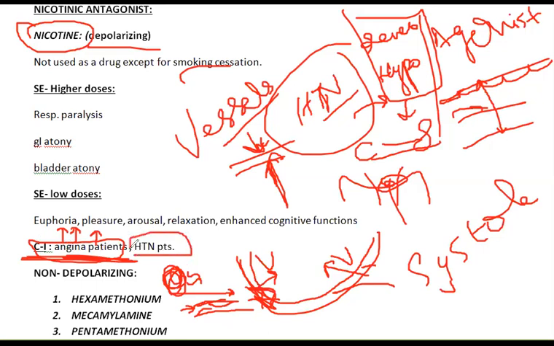Then hypertensive patients. In the long term, it causes severe hypotension, and severe hypotension is also harmful. If we give this drug to patients who are hypertensive, at first it will cause excessive hypertension that can cause problems like stroke. So you are not allowed to give nicotine to these patients. So these are the contraindications. Apart from these, they also have severe vasoconstrictive effects.